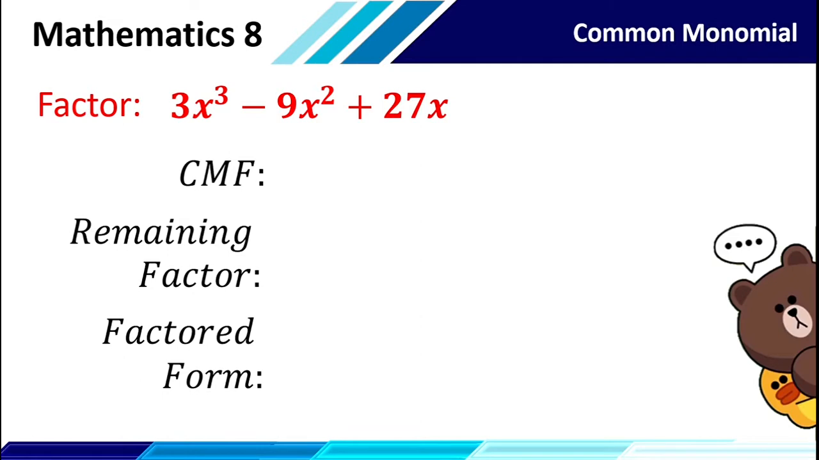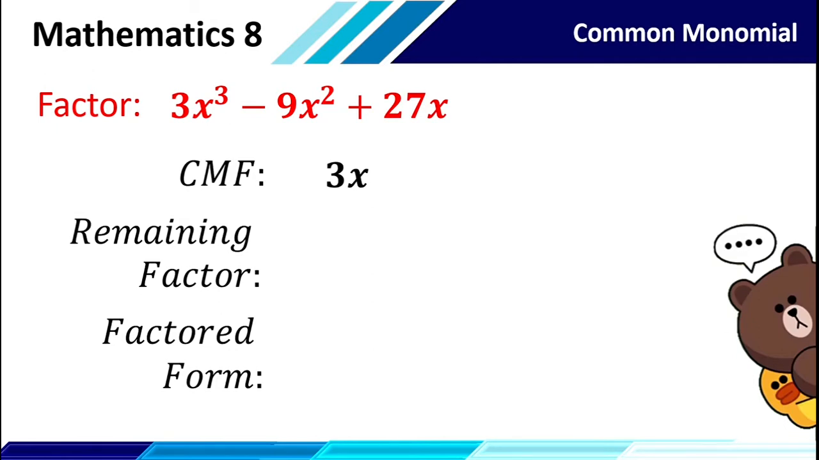We have here 3x cubed minus 9x squared plus 27x. To get the common monomial factor, let's take a look if this polynomial has a greatest common factor. We know that 3, 9, and 27 have a GCF of 3, and x cubed, x squared, and x have a GCF of x. Therefore, our common monomial factor is 3x.